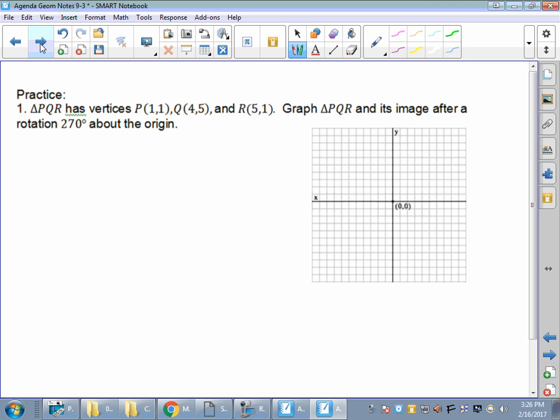So our best bet would be to graph this. So point P is at 1, 1. Point Q is at 4, 5. Point R is at 5, 1. So here is my triangle. I want to rotate that 270 degrees about the origin. Does it say direction? So what direction do you know, since it is not stated, is our default? Counterclockwise.